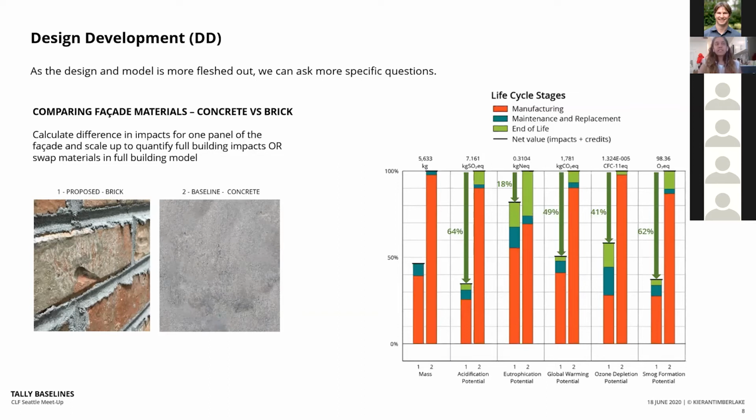But for questions like these, where the comparison is really just swapping materials and it doesn't require a lot of additional modeling in Revit, you could also just do this at the full building scale by creating a splinter model and then just looking at the impacts in the context of how they compare to other impacts from other materials.